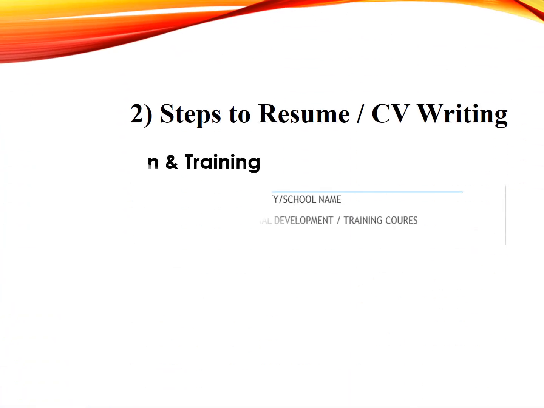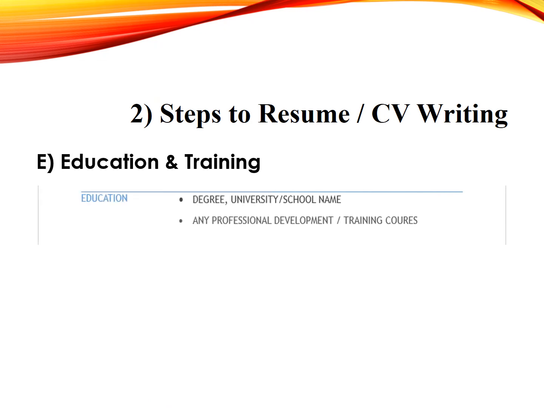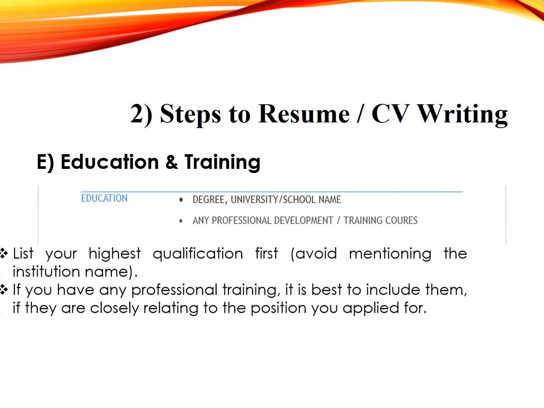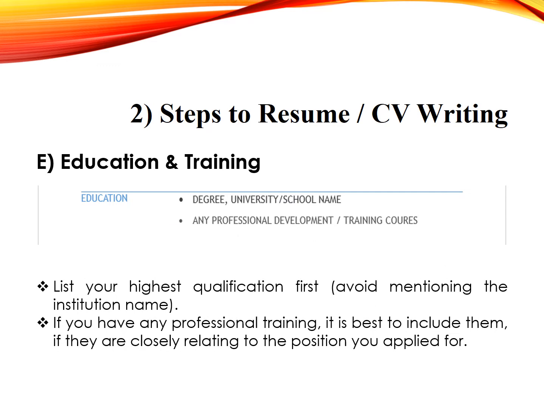The fifth section in your CV is your education and training. List your highest qualification first. It is recommended to avoid mentioning the institution name. If you have any professional trainings, it is best to include them, if they are closely relating to the position you applied for.